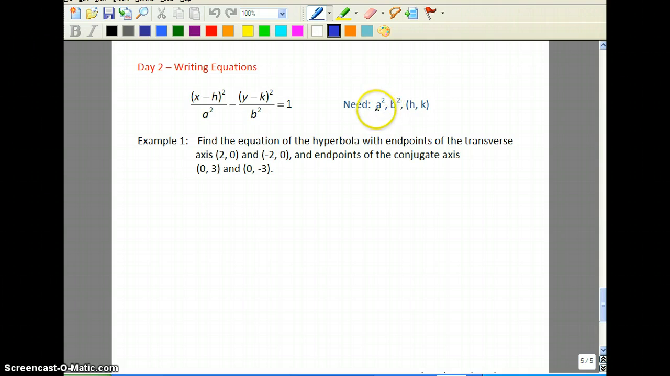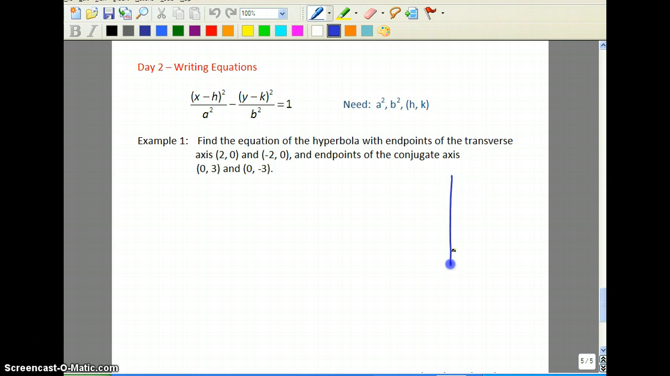So we need three things. We need the a squared, we need the b squared, and we need the center, h, k. So given the information, find the equation of a hyperbola. Alright, so find the equation of the hyperbola with the endpoints of the transverse axis. So the transverse axis, we remember, is the important one. That's the one that the vertices are on.